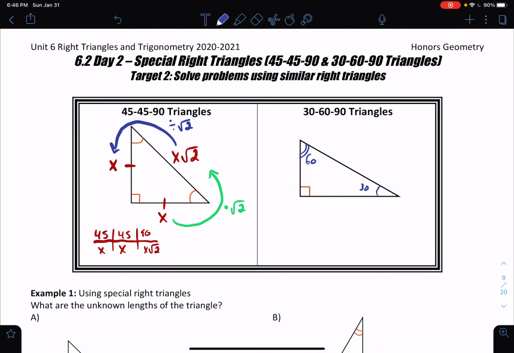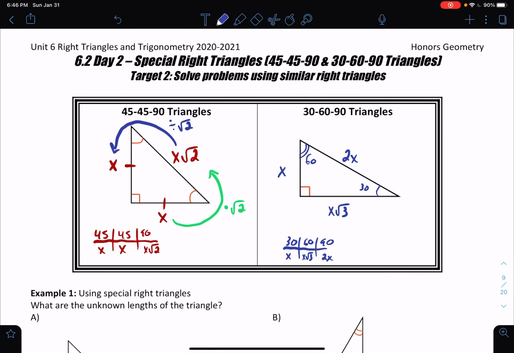And the ratio of the side lengths here is that the side across from 30 is x. The side across from 60 is x square roots of 3, and the side opposite 90, or the hypotenuse, is 2x. So if I were to set up a little chart here, I've got a 30-60-90. Side opposite 30 is x. Side opposite 60 is x rad 3. Side opposite 90 is 2x.